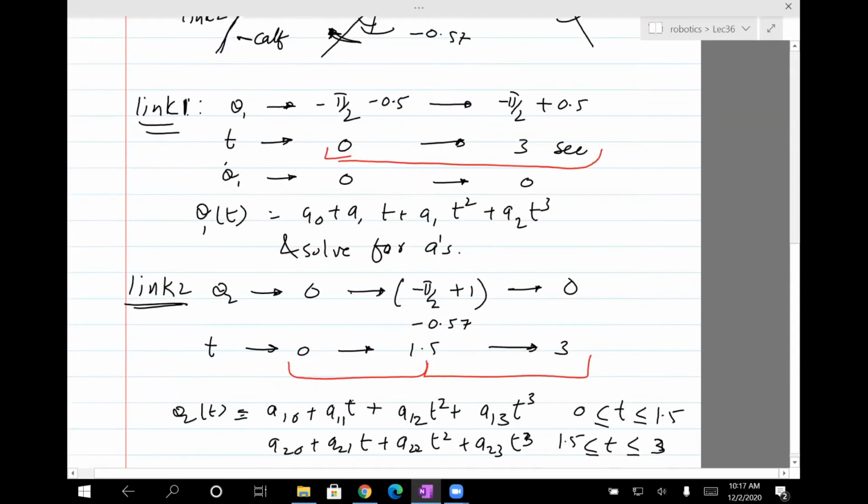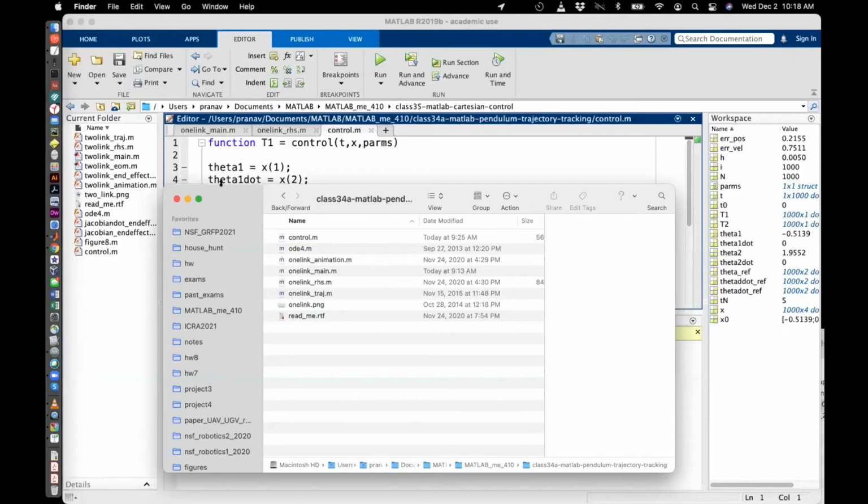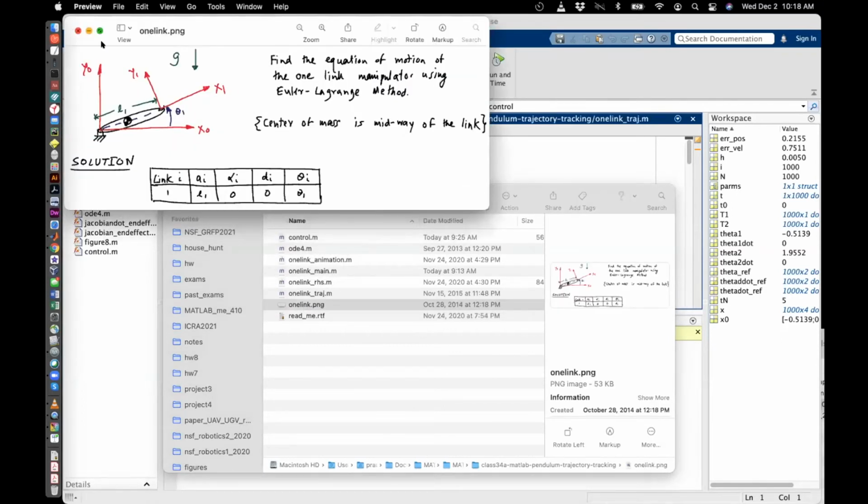Okay, so it's a little bit more complicated than a single link because, first of all, we have two links, and second, we've broken down the motion into two parts for link 2. I'm going to show you how this is done in MATLAB. I'm opening quite a few files which I think are relevant to this example: one link pendulum, one link traj, and as I said, this is how the single link pendulum looks.